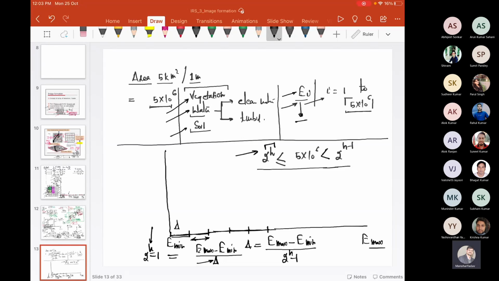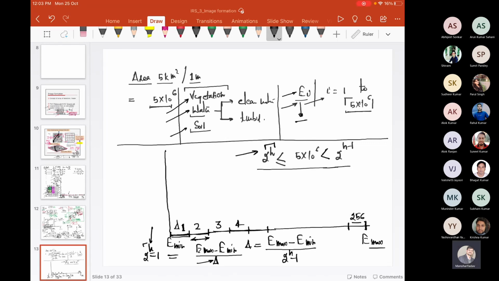If you decrease the delta value, then what will happen? n will increase. Let's say if we consider, from E min to E max, a total of 256 segments if we start from 1: first, second, third, fourth, till 256. It means you are dividing this E max to E min range into 256 segments.